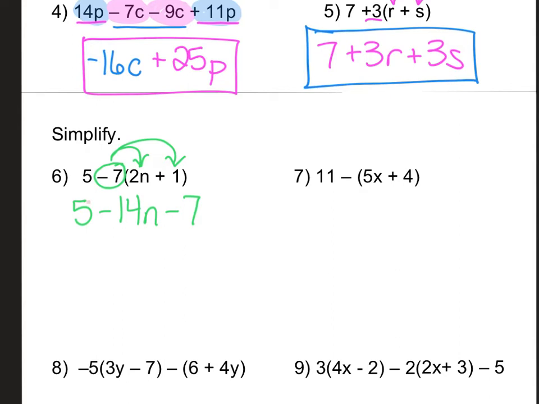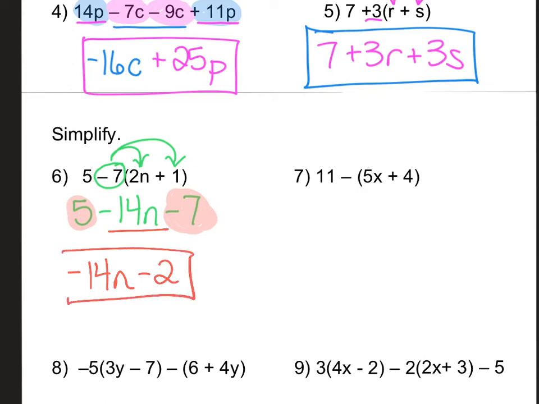So you can see here we have a 5 and a negative 7. Those are considered like terms because they don't have a variable. Neither of them have a variable. So here's another algebra rule. You list letters in alphabetical order first, and then numbers with no variables are listed last. So we're going to go ahead and bring this negative 14 in. It doesn't have anything to combine with, so it just comes down. And then we're going to do 5 minus 7 is negative 2. The negative 14n and the minus 2 don't have anything in common, so that is considered a simplified answer.